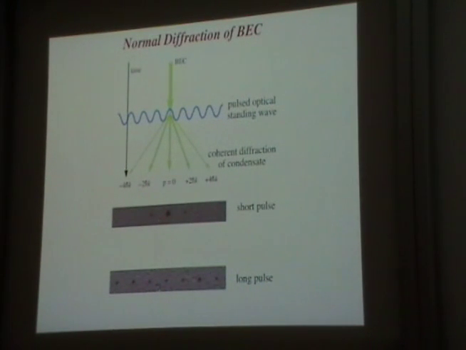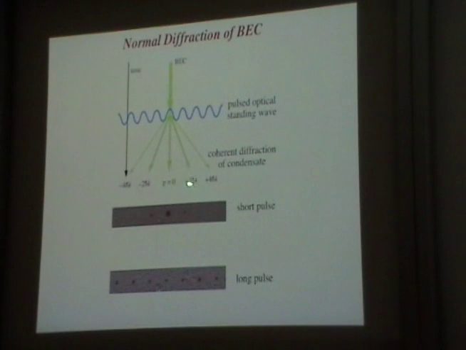Here's an example of a linear atom optical element: diffraction. In this case, it's diffraction of a Bose-Einstein condensate. Normally, my BEC would be in a zero momentum state. What you can do is apply a pulsed optical standing wave to the BEC, and this allows the BEC to diffract. It's analogous to taking a beam of light and putting a phase grating in front of it. When the light passes through the phase grating, it diffracts out into various diffraction orders. Microscopically, what's happening is you're redistributing photons in this optical standing wave. You're absorbing from one beam and stimulating into another.